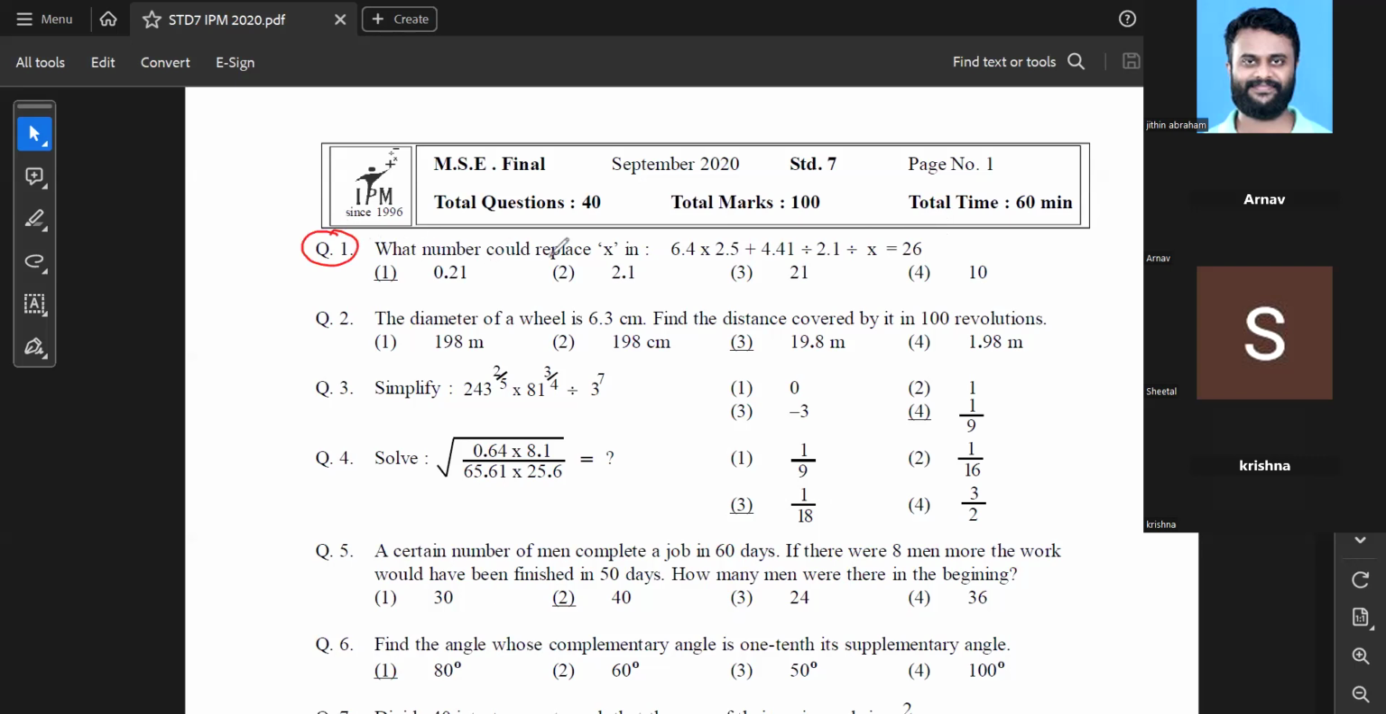First question, what could replace x? So what should we write instead of x so that we get the answer 26?